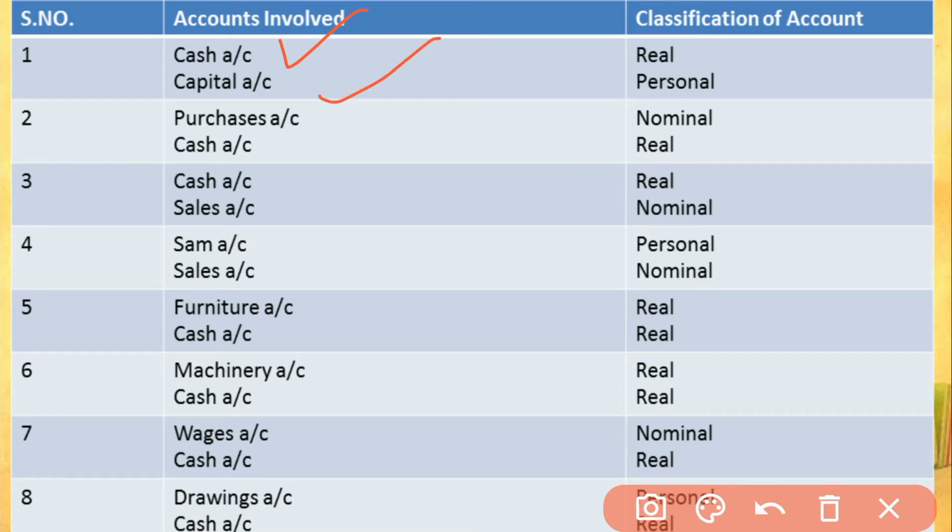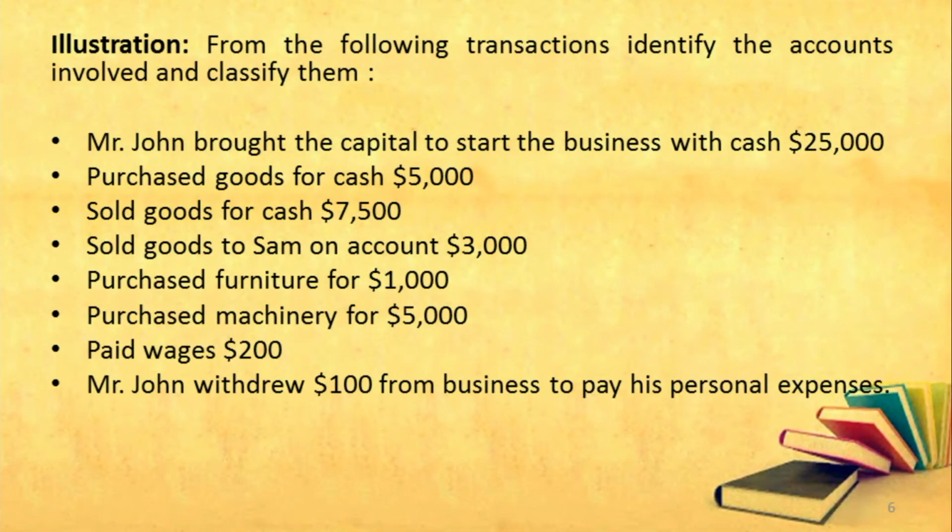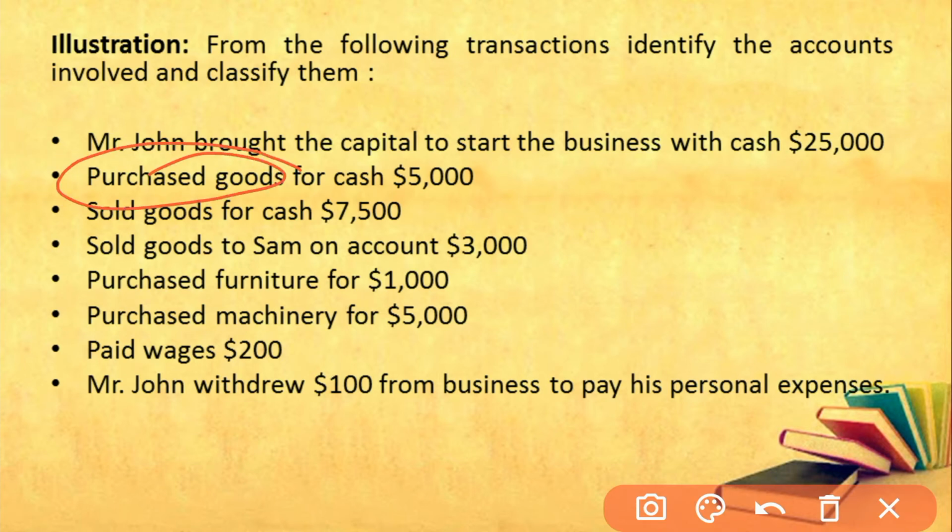Now, what is any asset? I told you any asset is the kind of real account, and what is capital? It is pertaining to some person, so it is personal account, right? Next, purchased goods for the cash. Now what are the two accounts involved over here? One is your goods, another one is your cash.